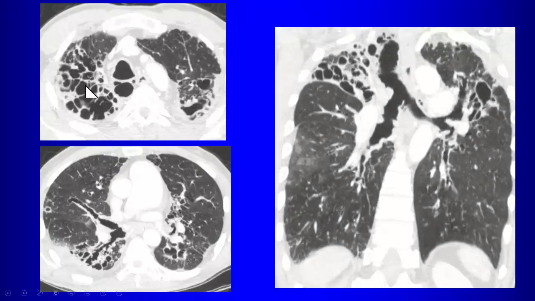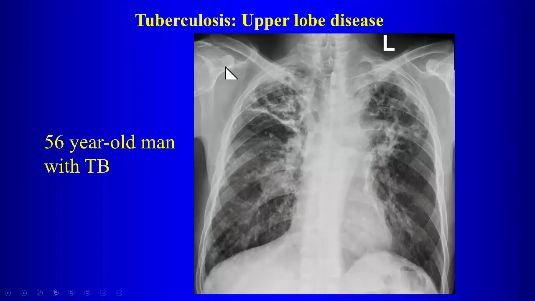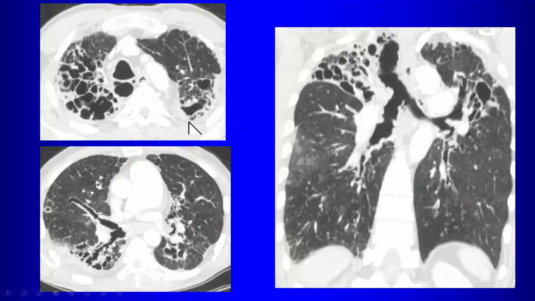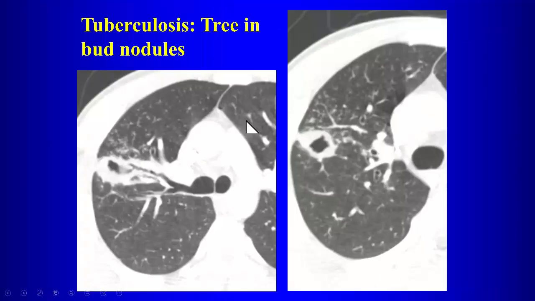So you can see here on the CT, in this case, what look like cavities here are really areas of bronchiectasis, okay, in patients with tuberculosis. So we can get tree-in-bud opacities with TB, you can have bronchiectasis, cavitary lesions as you see. Sometimes these lesions communicate with the airway, as in this particular example.